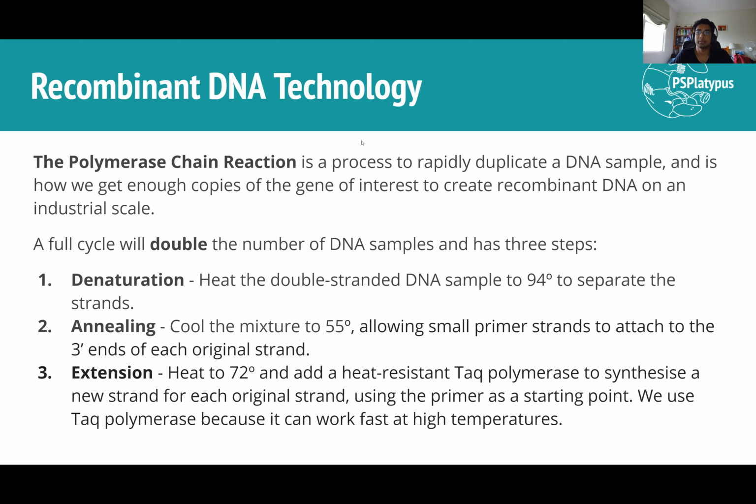So in practice, you chuck in your sample, your Taq polymerase, free nucleotides to be used, and your little primers. You put them all in a mixture in a machine, and you just cycle the machine again and again. And basically all it does is change the heat, and that drives the whole process.